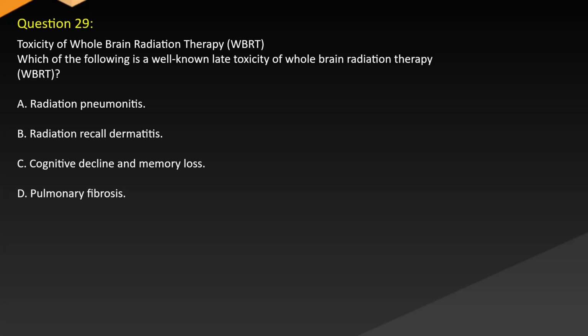Question 29. Toxicity of whole brain radiation. Which of the following is a well-known late toxicity of whole brain radiation? A. Radiation pneumonitis. B. Radiation recall dermatitis. C. Cognitive decline and memory loss. D. Pulmonary fibrosis.